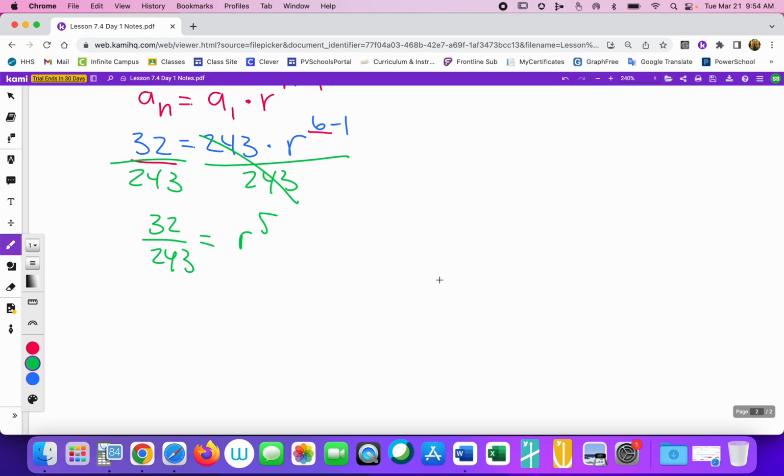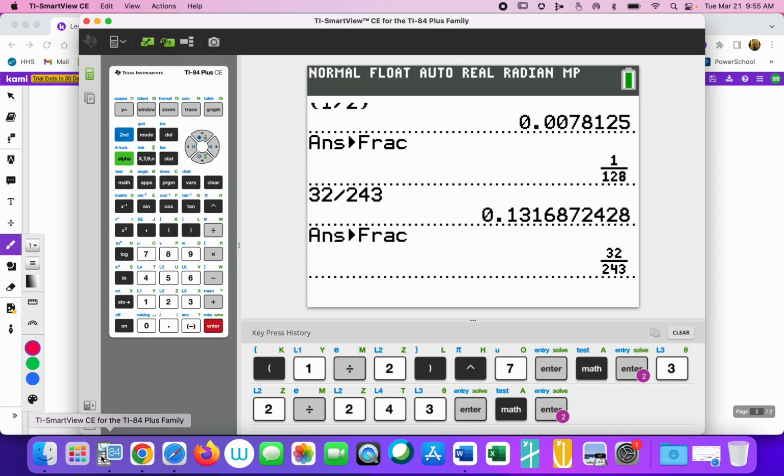What's the opposite of the fifth power? Fifth root. Okay. We're going to take the fifth root, just like the opposite of a square is a square root. We're going to take the fifth root of each side. And you can do it with a fraction. It's just the fifth root of the numerator over the fifth root of the denominator. We can do the whole thing in the calculator.